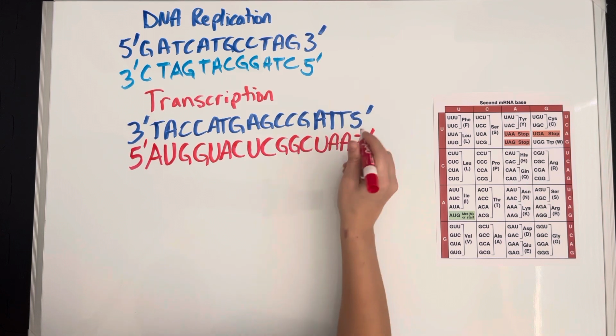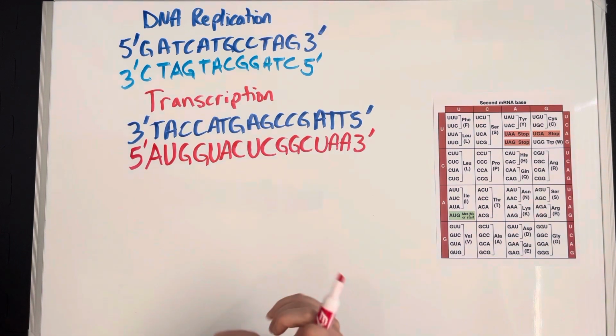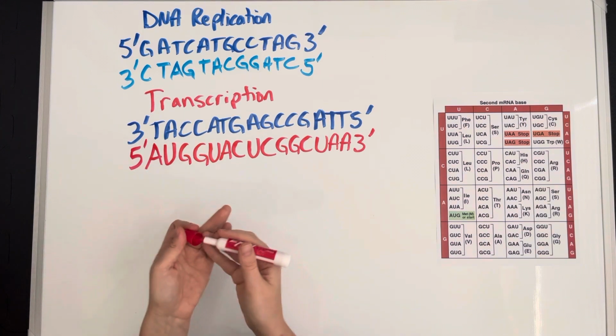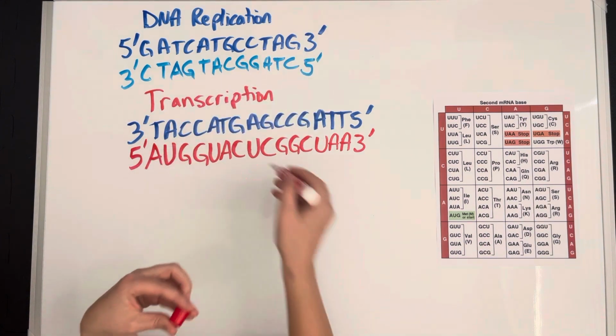And this end will be 3' because that end was 5', right? So it's the same kind of process. You're just replacing any T's you would have written with U's.